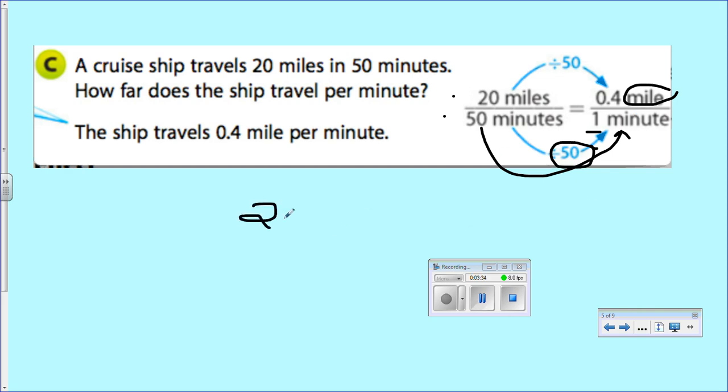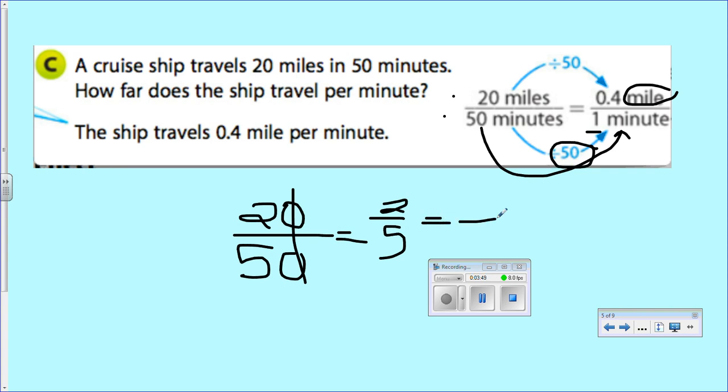And just think about it. 20 divided by 50, and we can write it as a fraction, 20 over 50, is equivalent. If I divide by 10 over 10, I get 2/5. And 2/5 is actually equal to 4/10. And writing it as a decimal is what they did in this numerator.